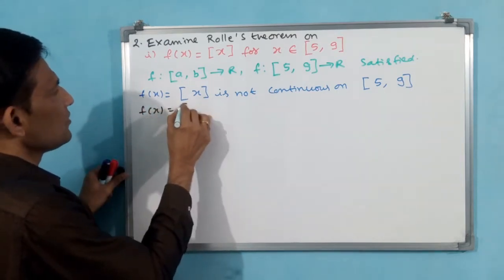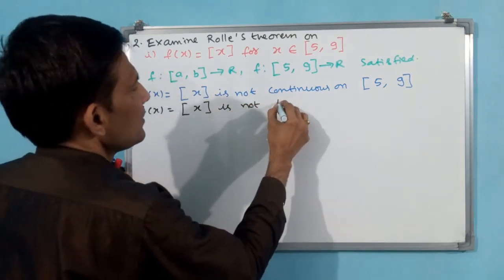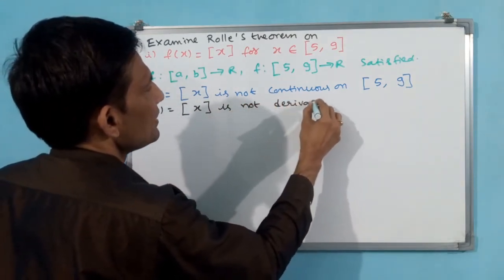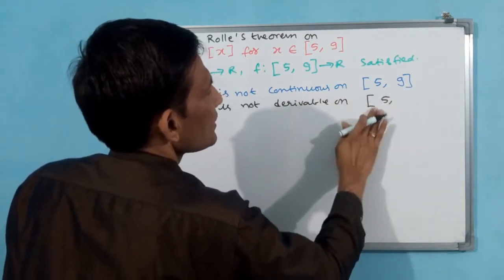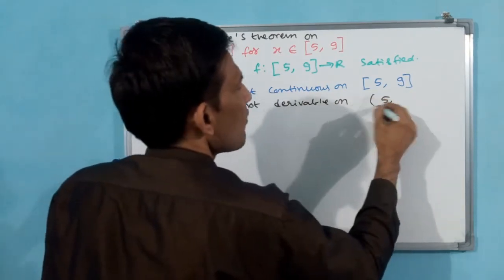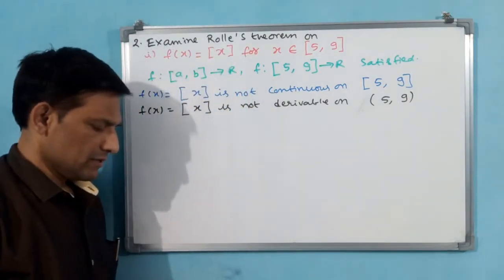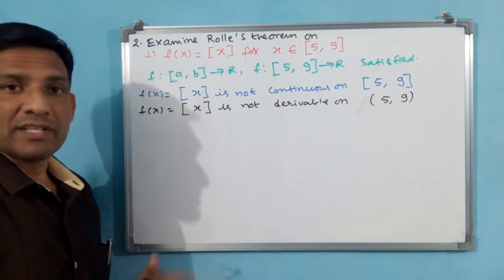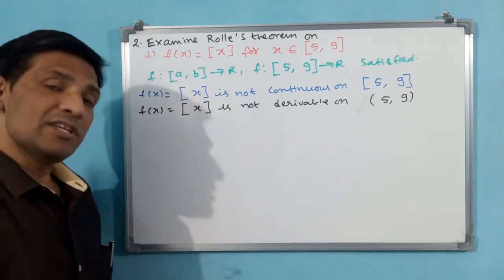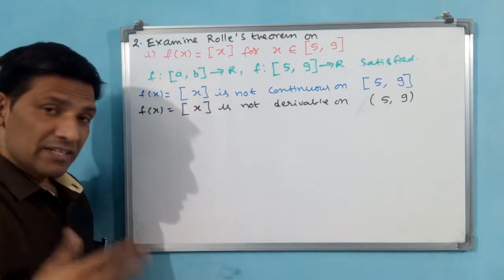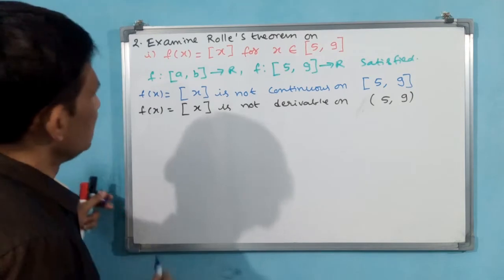F of x is equal to greatest integer x is not derivable, or derivatable, on the open interval 5, 9. See, not derivable means there is no question of f dash c. F dash c does not exist. F dash c should come 0, but not existing means not derivable. Okay. Write down.